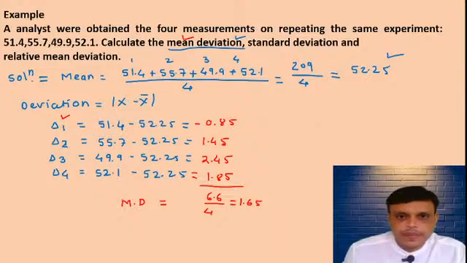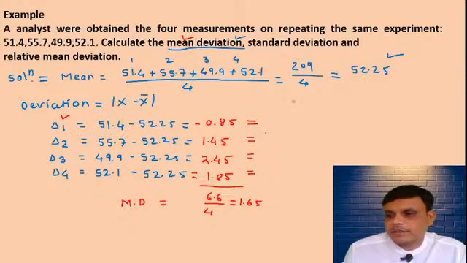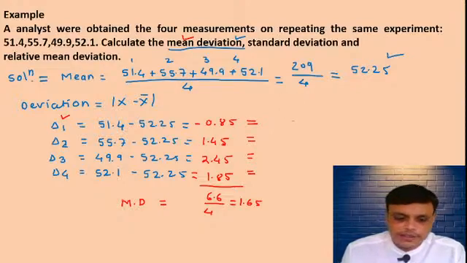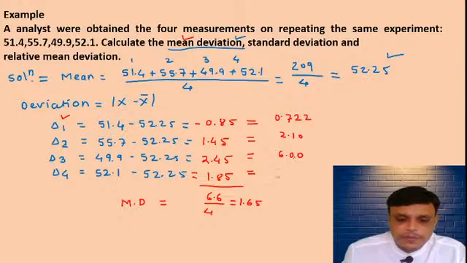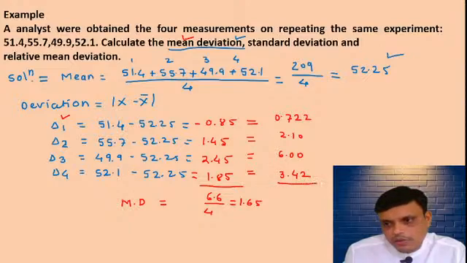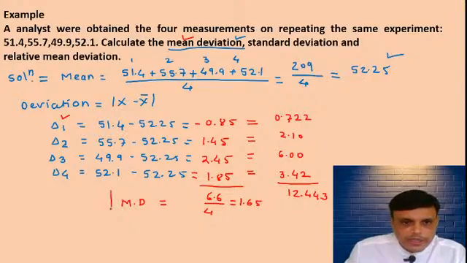Then next, what do you have to do? You have to take squares for all these values. So the square of this will be 0.722, this one 2.10, this one 6.00, and this one 3.42. Add these values, you will get 12.443.